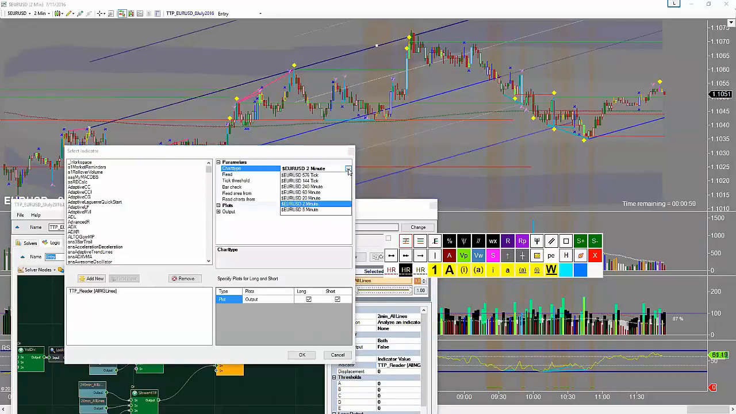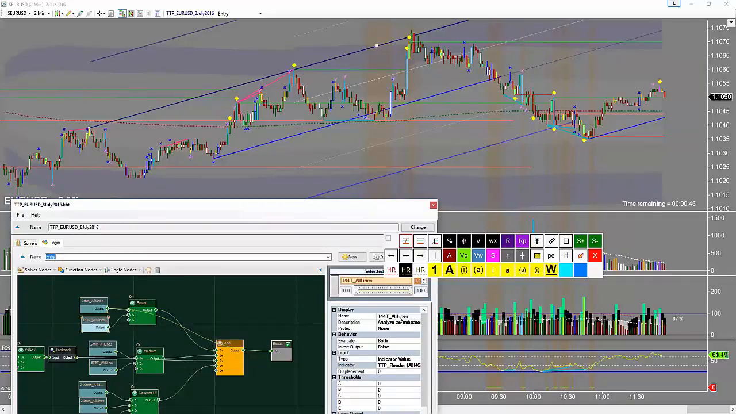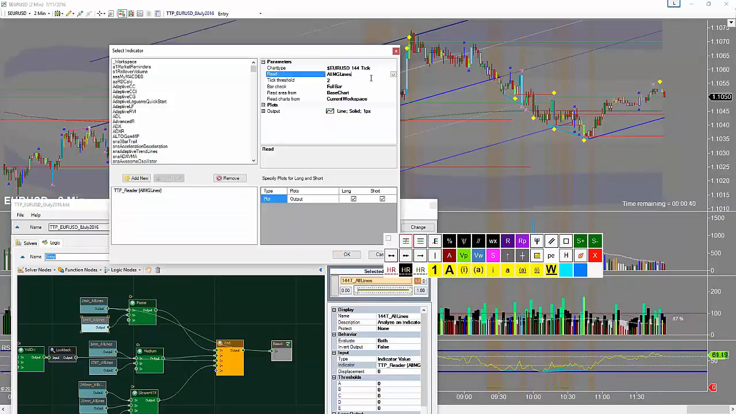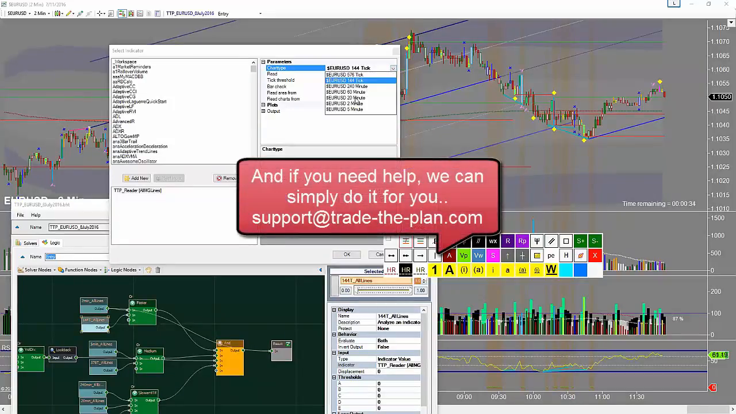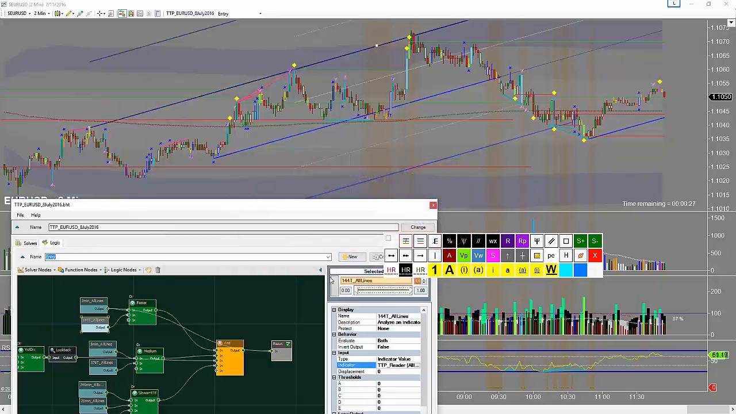So if you had to change one or both of the tick charts to a larger or smaller number, you would make those changes on the chart and then simply come back to where we have the 144 tick labeled and find that chart in the drop-down. Of course, there are videos explaining how to do this in greater detail. It will show up here in the list, and then you simply select it and click OK.